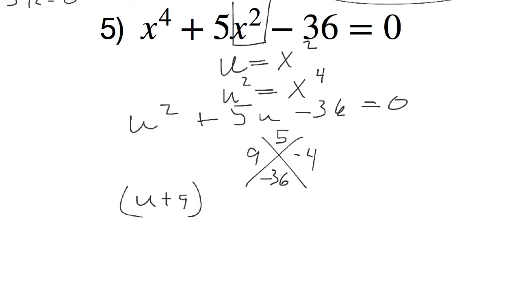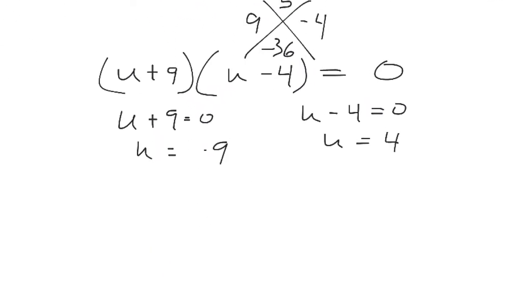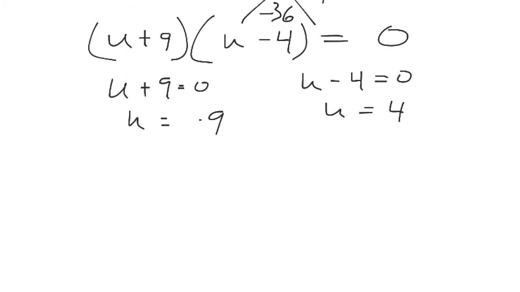So u plus 9 times u minus 4 is equal to 0. Splitting it up, we get u plus 9 is equal to 0, or u minus 4 is equal to 0. Solving for u, we get u could equal negative 9, or u could equal positive 4. Now what did u equal in the first place? u was equal to x squared. So therefore x squared could equal negative 9, or x squared could equal positive 4.